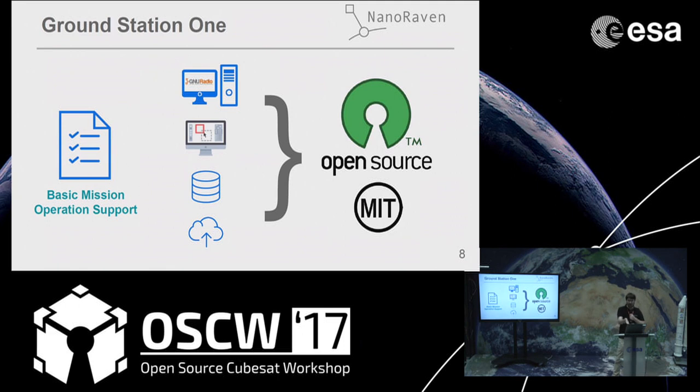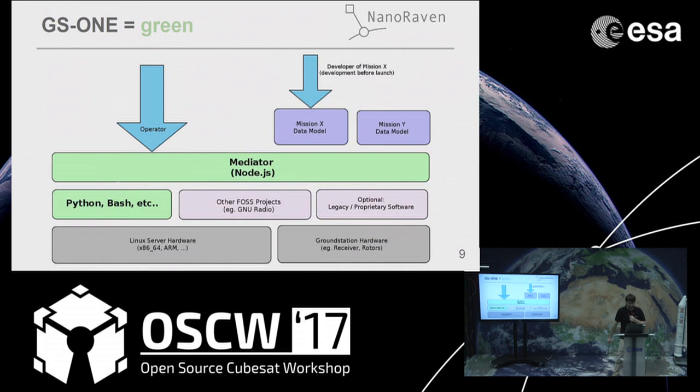So our project is going to be based on the MIT license. And basically what we are implementing is some sort of layer between the ground station operator and the hardware systems and all the background of the ground station. So before the mission, the developers can tune the system to insert the data models that they are going to use for that mission.